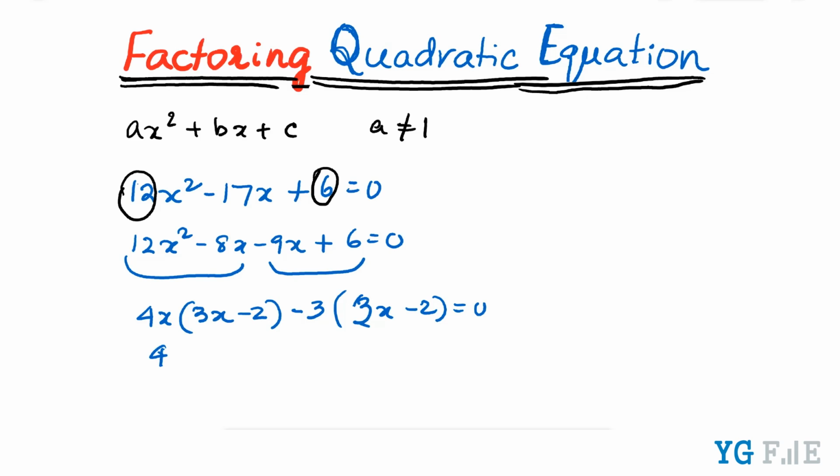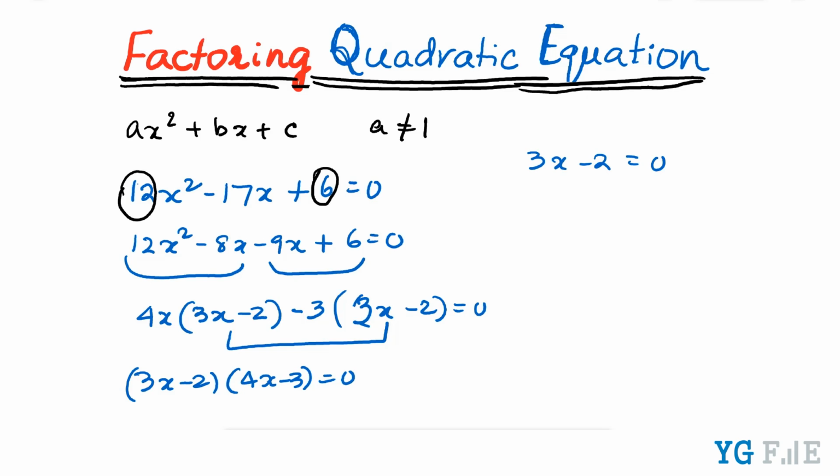Now let us write the factors. 3x minus 2 is common here, so we write 3x minus 2 as a common factor, and we are left with 4x plus 3 equal to 0. So what did we get? 3x minus 2 equal to 0, and 4x minus 3 equal to 0. So we got the factors, and here we get x equal to 2 by 3, and here x equal to 3 by 4. See here that we are not getting integer roots. Here we get fractional or rational roots.